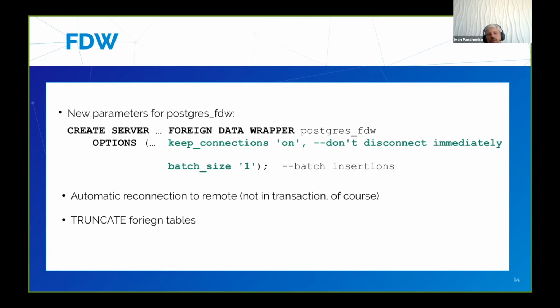Also, there are some new features, such as automatic reconnection to the remote. So if you keep the connection, but there is no active transaction now, and a remote server is restarted, then the connection will be restored automatically. Also, you can now truncate foreign tables, which is of course useful, especially when you are using sharding with different servers and, for example, time partitioning. Sometimes you need just to clear some tables, okay, some partitions.